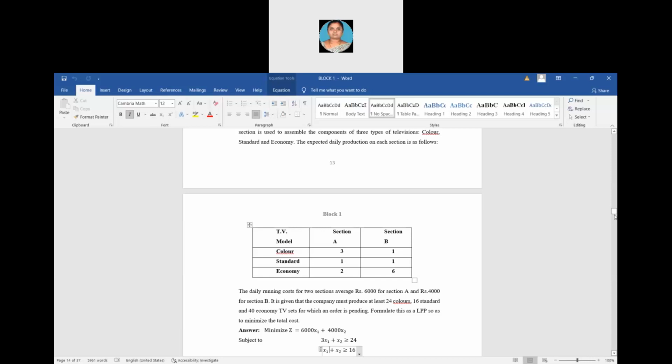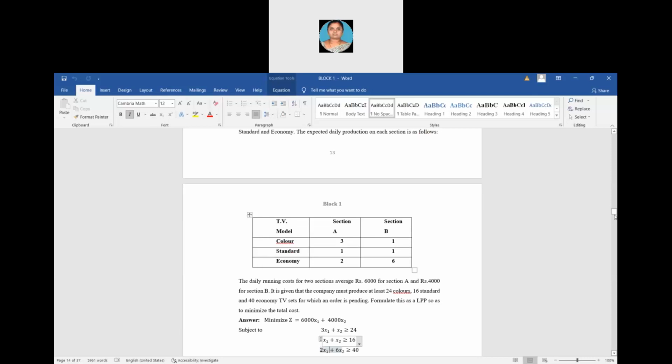Minimize Z is equal to what? The decision variables are x1 and x2: section A we can make as x1, and section B we can make as x2. For section A, the daily running cost is 6,000, and for section B, the running cost is 4,000.